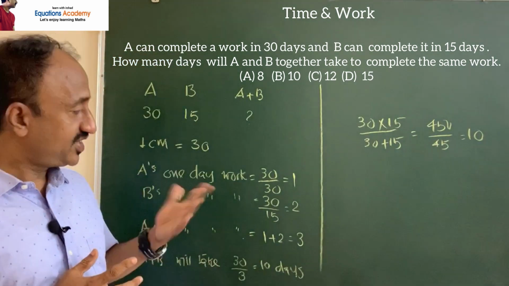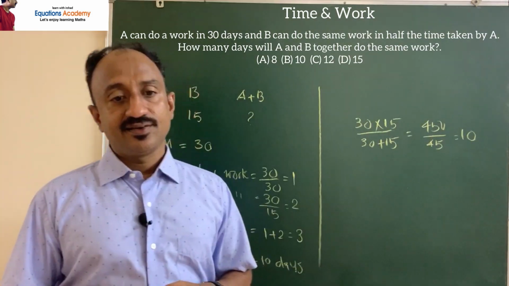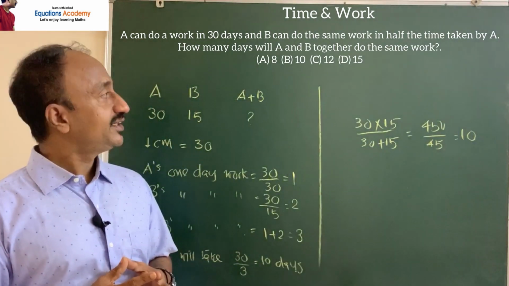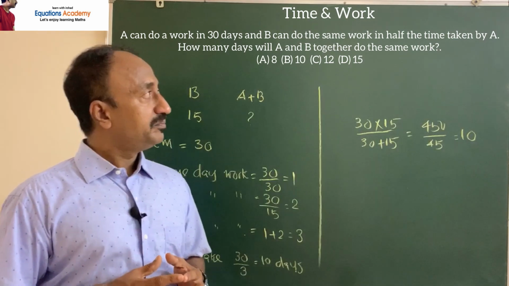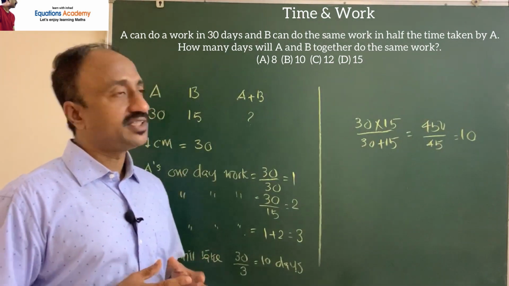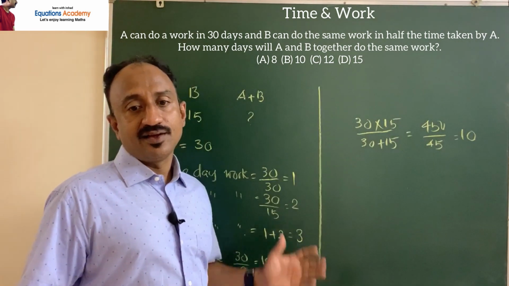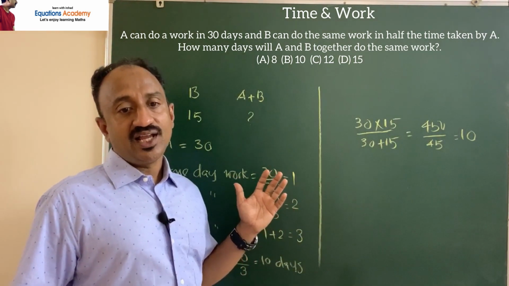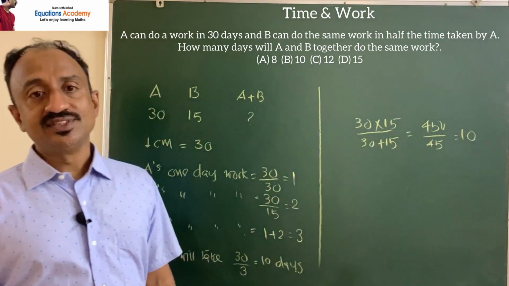That is somewhat the same as this. The question is, A can do a work in 30 days and B can do the same work in half the time taken by A. How many days will A and B together do the same work?